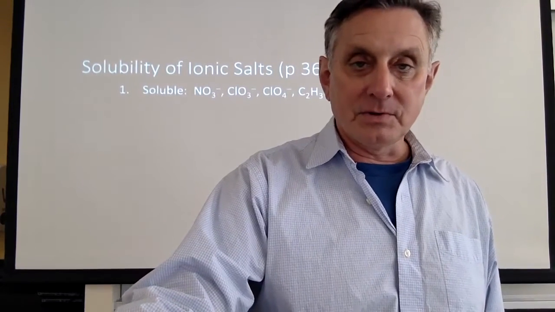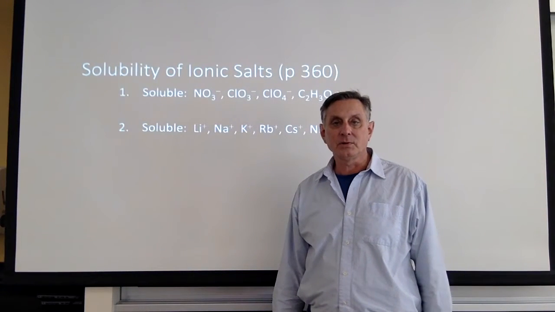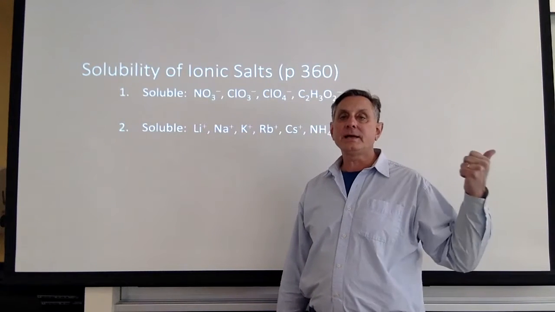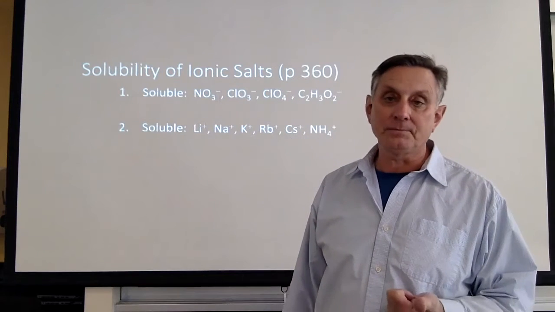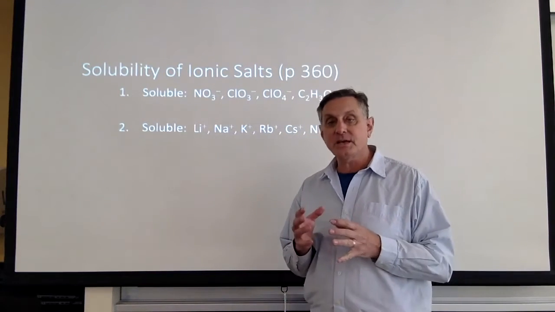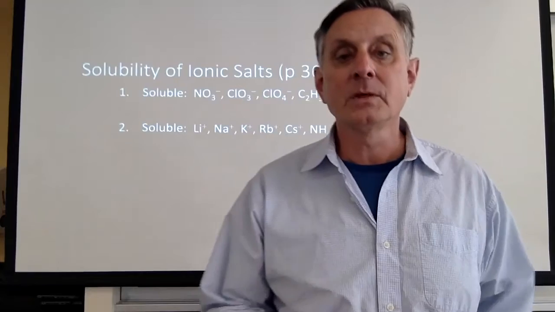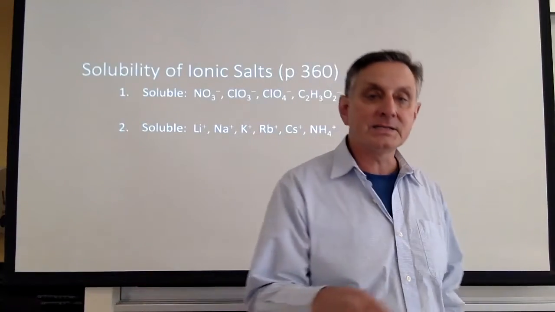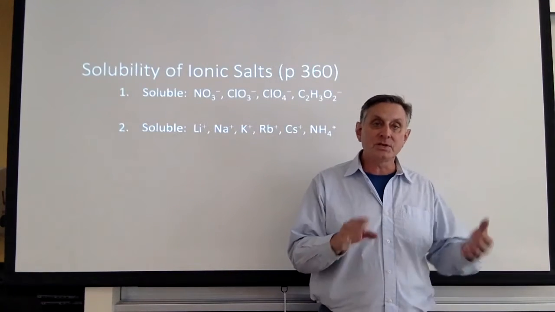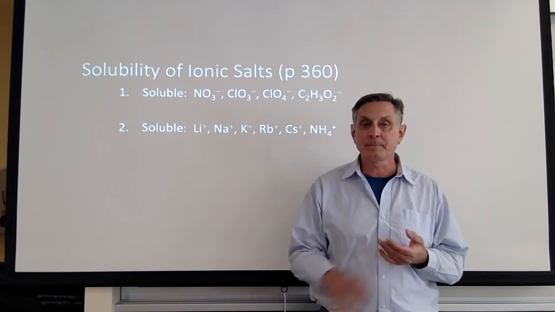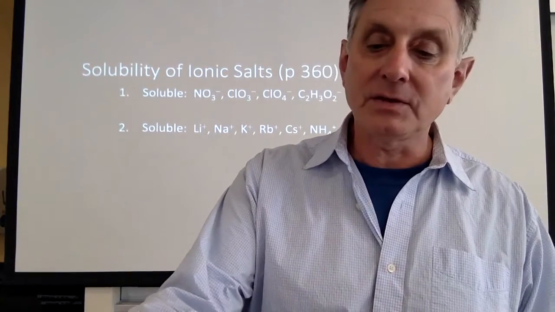The second solubility rule. These cations are always soluble. These are the alkali metal cations, the group 1 metal cations, lithium through cesium, and ammonium. Ammonium ion is about the same size and charge density as potassium. So their chemistries are very, very similar. So all of these +1 cations, their compounds are always soluble, no exceptions. No exceptions to rules 1 and 2. Did you write those down? If not, make sure you pause this video and then go ahead and finish it.